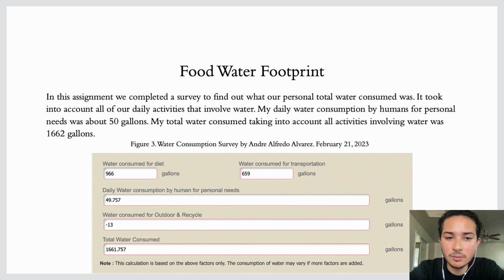Now moving over to the food water footprint module. In this assignment, we completed a survey to find out what our personal total water consumed was. It took into account all of our daily activities that involve water. My daily water consumption by humans for personal needs was about 50 gallons. My total water consumed, taking into account all activities involving water, was 1,662 gallons. Here at the bottom is my water consumption survey screenshot, in which you can see a total overview of the water consumed. Some that I did not mention are my water consumed for diet, which was 966 gallons, and my water consumed for transportation, which was 659 gallons.